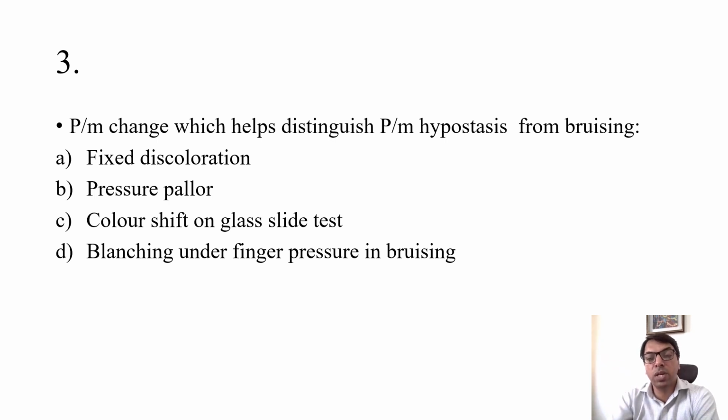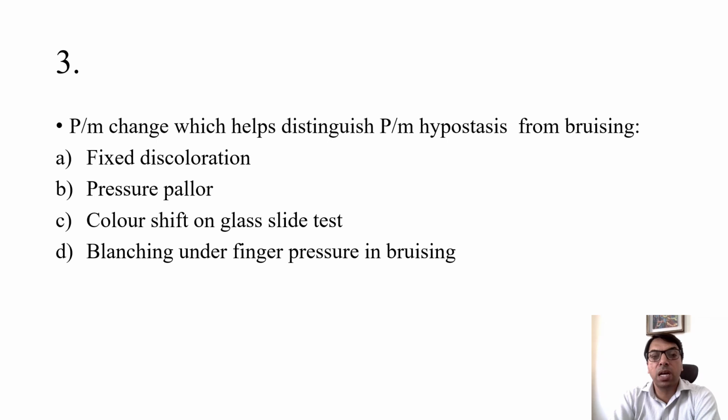If we keep on looking at a bruise over a period, there is a color change in the bruise, whereas in postmortem hypostasis it also changes color from the initial stage to the later stage. Pressure pallor is absent in bruising. In bruising, it is the coagulated blood which is fixed in that area, and hence it will not go into a pallor situation on pressure.